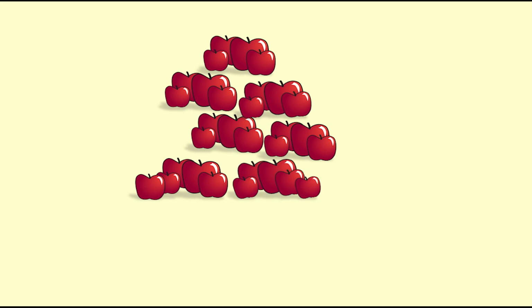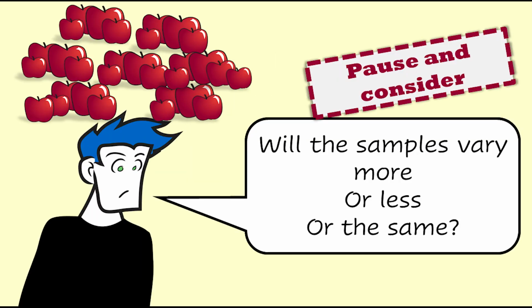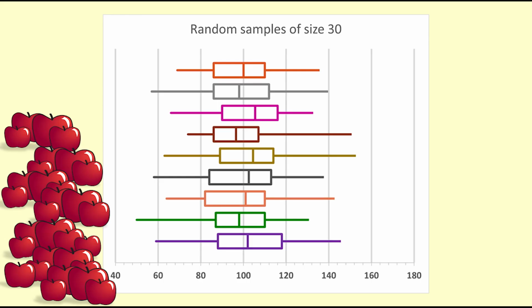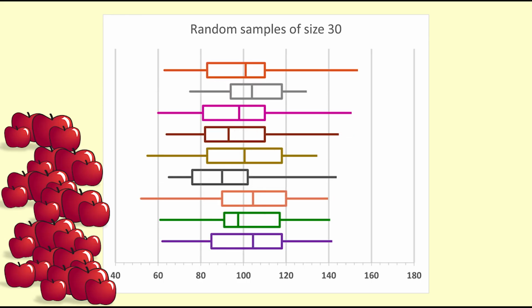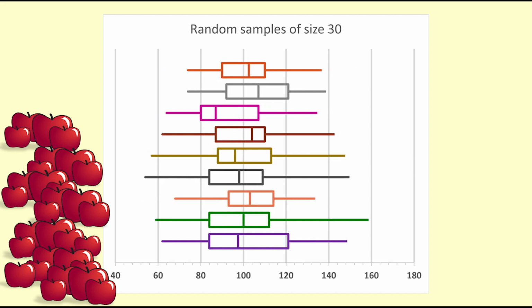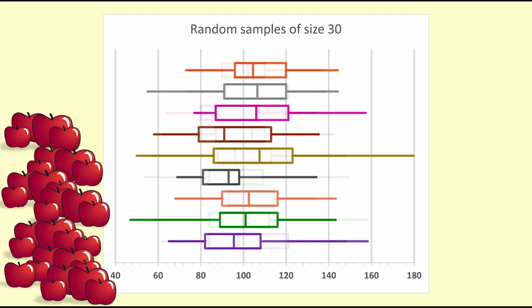Now let's look at samples of 30 apples. What would you expect the box plots to look like? Would the sample distributions shown by the box plots vary more than, less than, or the same as the samples of 20 apples? As you can see, with a bigger sample size, the samples are more similar to each other. A larger sample reduces the effect of sampling variation.